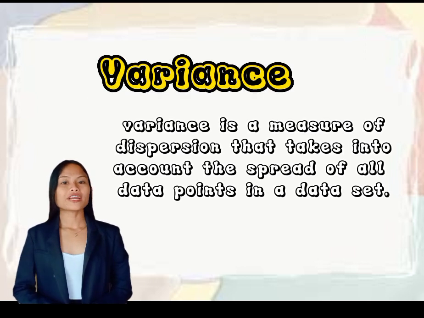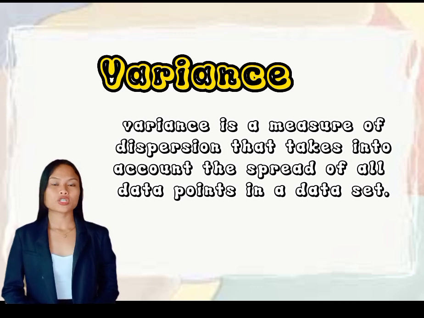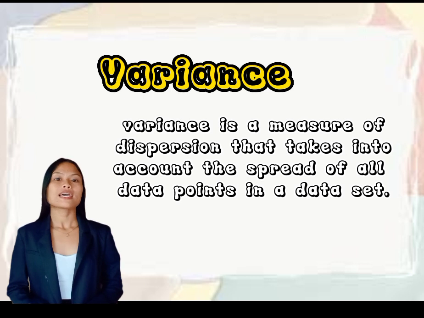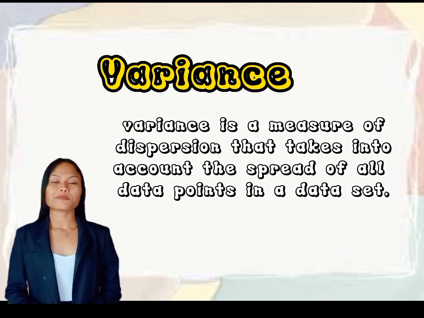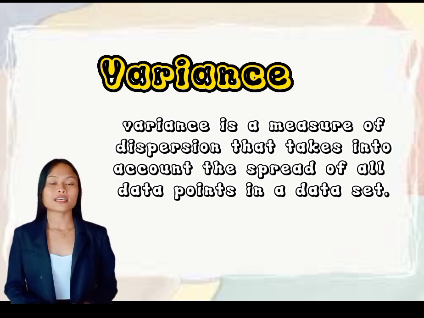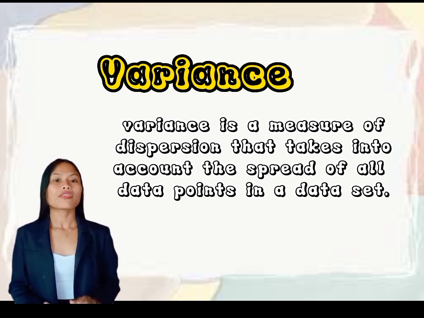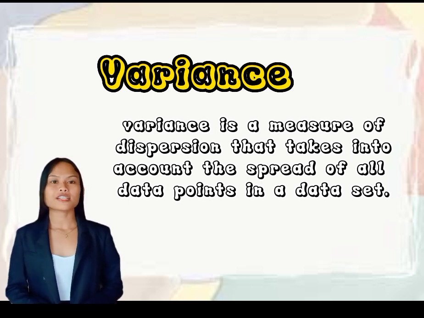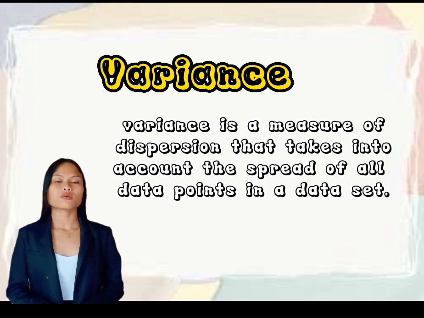Variance. Variance is a measure of dispersion that takes into account the spread of all data points in a dataset. Variance is a measure of how data points differ from the mean. According to layman's terms, variance is a measure of how far a set of data or numbers are spread out from their mean average value. Variance means to find the expected difference of deviation from actual value.